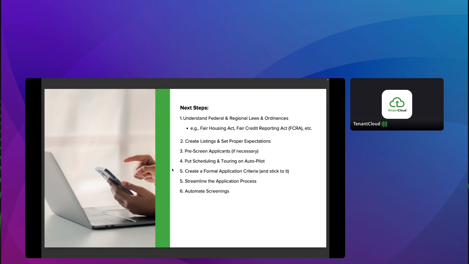It does not matter if you have 5, 7, 10 units. It does not matter. A lot of these things are applicable to you. Number 2, create listings and set proper expectations.